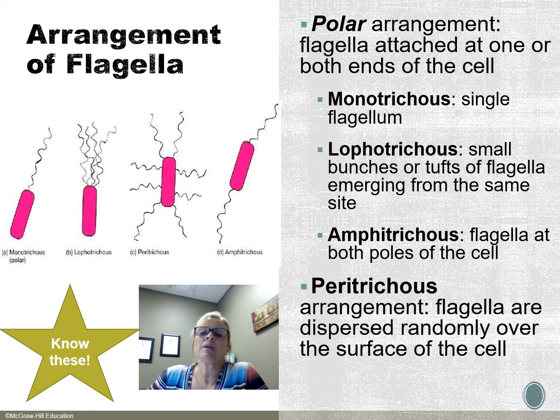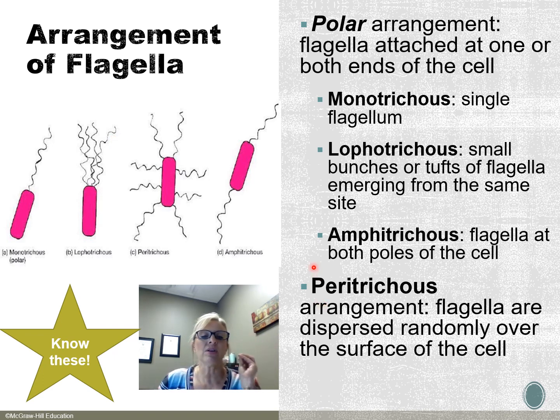All right, so in a polar arrangement, and these first few ones are polar, flagella are attached at one or both ends, and we have three types of those. We have monotrichous, mono meaning one, and that's going to be this guy here that has it attached to one end. Okay, and then we have lophotrichous, and that means bunch or tuft, and so you can see there's several of them on one particular side, okay, and then amphitrichous.